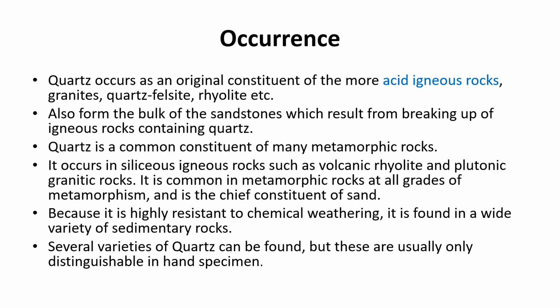Then coming to the occurrence. Quartz occurs as an original constituent of more acidic igneous rocks, such as granites, quartz felsites, and rhyolites. It also makes up the bulk of sandstones, which result from the breaking down of igneous rocks containing quartz, and it is a common constituent of many metamorphic rocks also. It occurs in siliceous igneous rocks such as volcanic rhyolite and plutonic granitic rocks. It is common in metamorphic rocks at all grades of metamorphism, and it is an important constituent of sand. In most sands, the chief constituent is quartz.